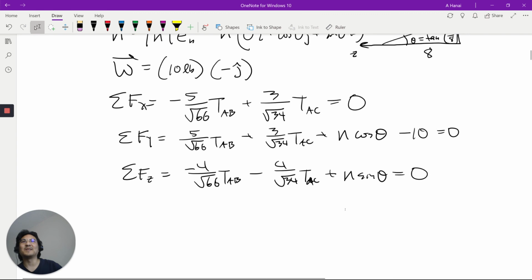Right? That's the strategy. Same strategy, just more math, right? So, and then I'm pointing out the unknowns. 3 equations, 3 unknowns.